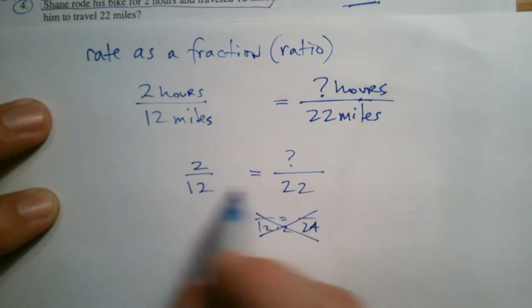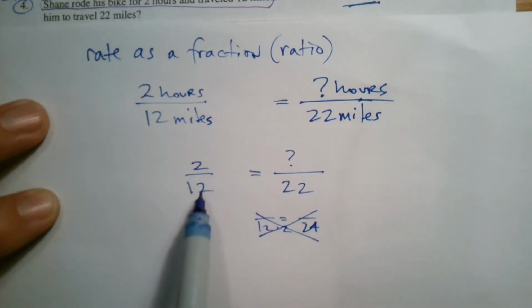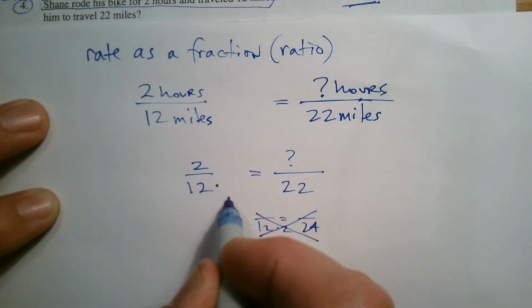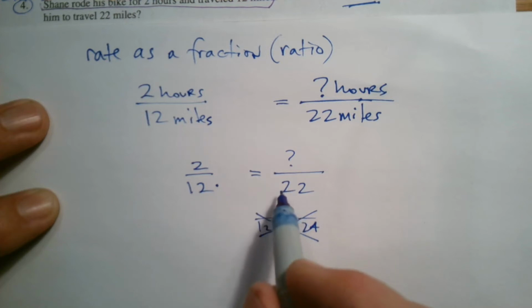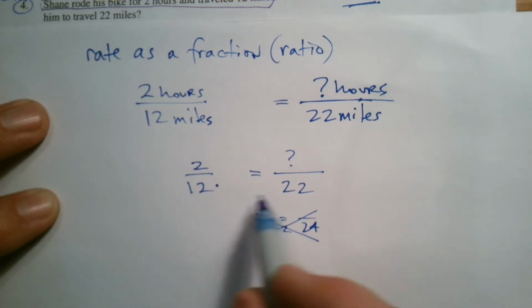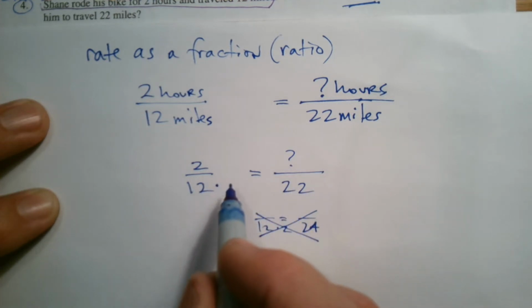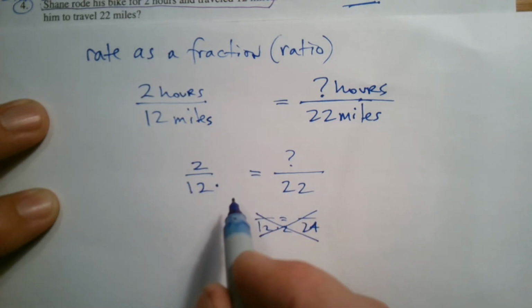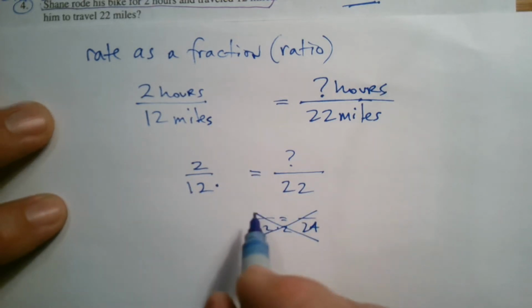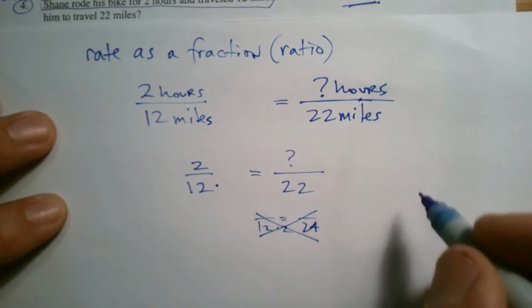So we have to think about what math I would do to figure out that 12 times something is equal to 22. Well, the opposite of multiplication would be division. If I want to know 12 times something is 22, I need to take 22 divided by 12 to find out what that something is. It's the inverse operation here.